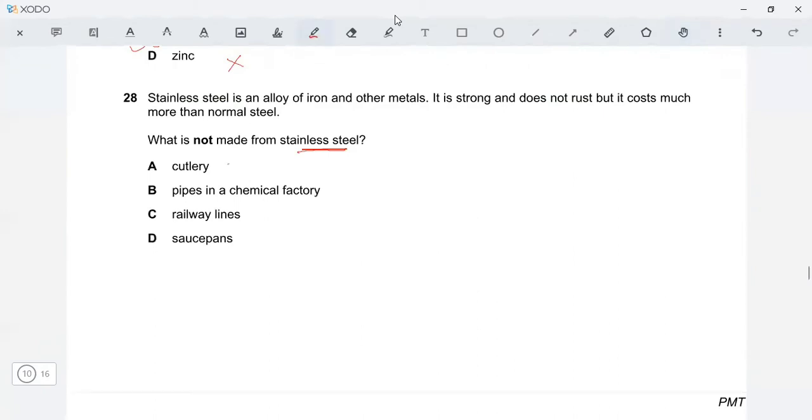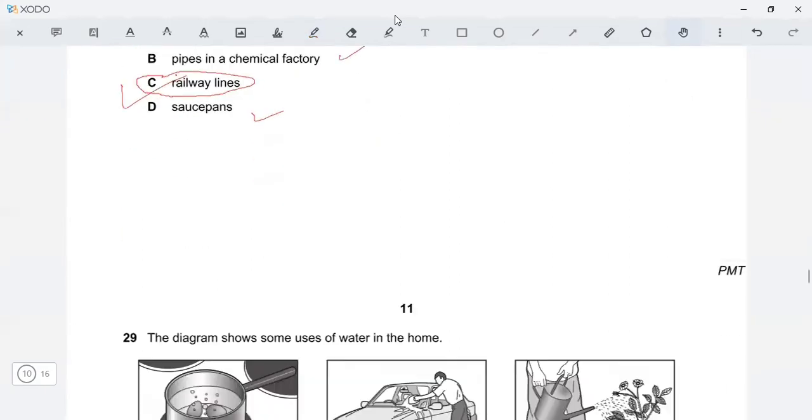So basically, cutlery we make by means of stainless steel. Pipes in chemical factories we make of stainless steel, and saucepans also, but railway lines we don't make from stainless steel. Normal iron we use, right? So railway lines are made of iron metal. So the answer will be C. Okay, the answer will be railway lines.